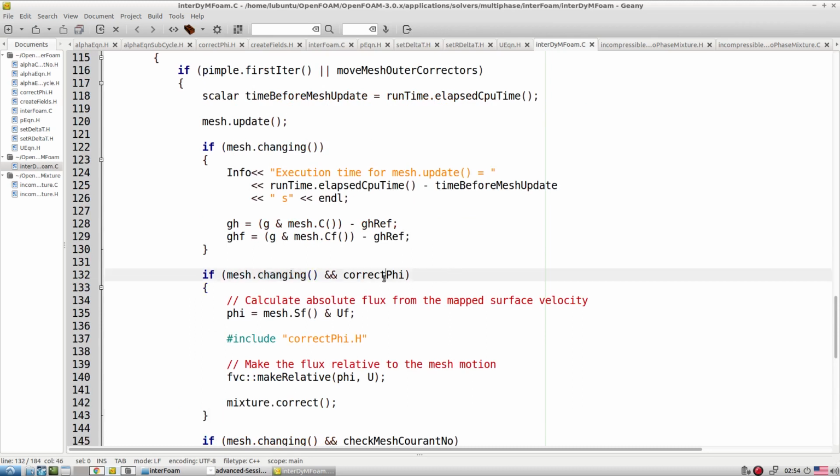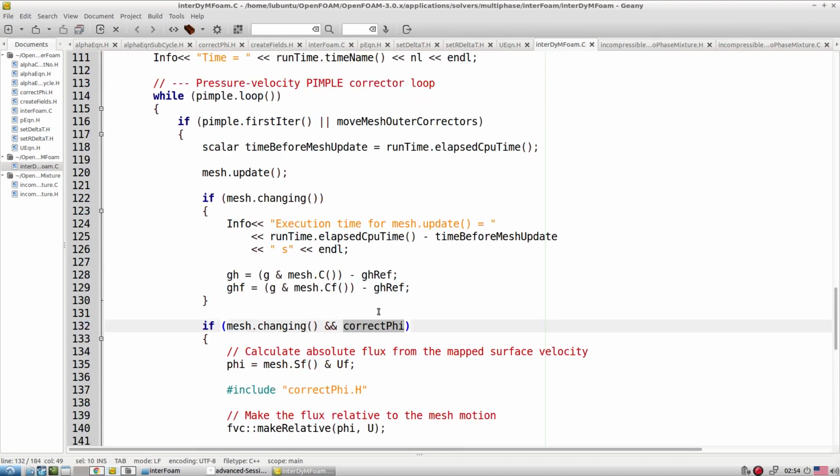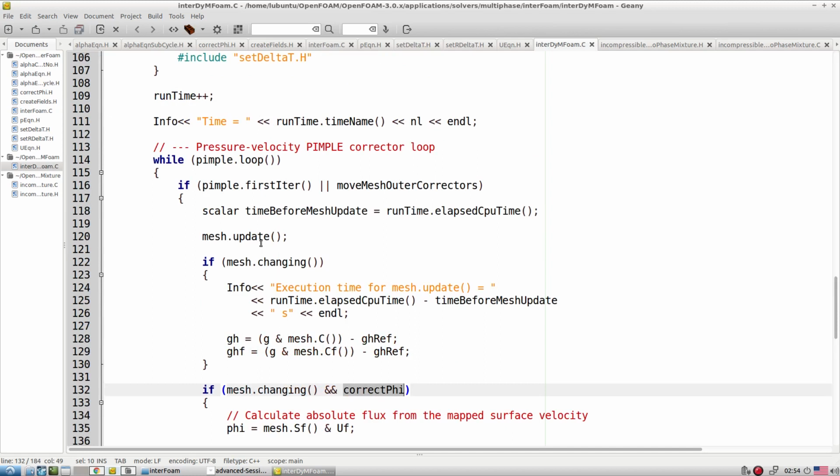If the mesh is changing, then we have to calculate the fluxes again, so the relative and the absolute fluxes, whatever we require. That is what is coded in this area. This gives us the basic idea about this interFoam and interDyMFoam mesh motion form.